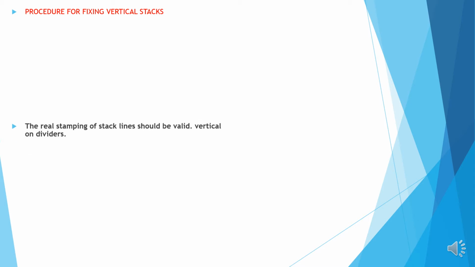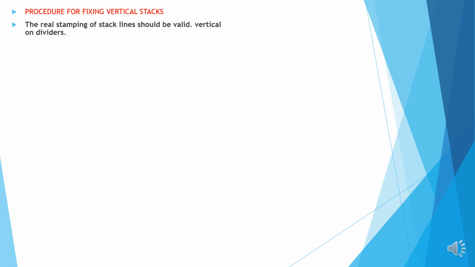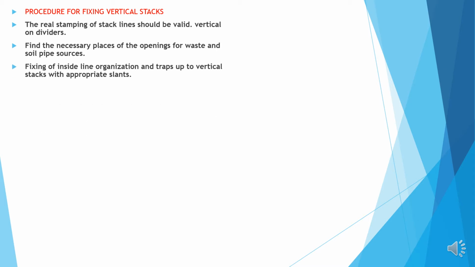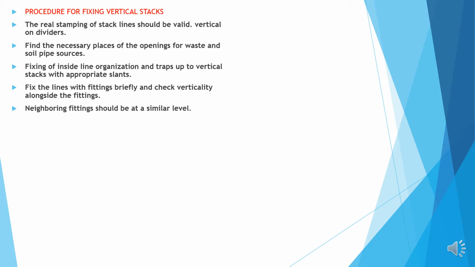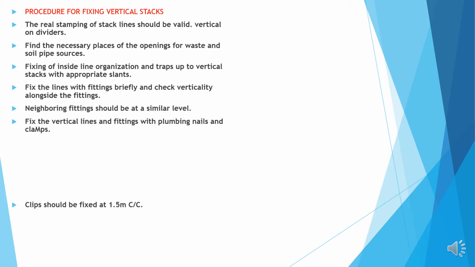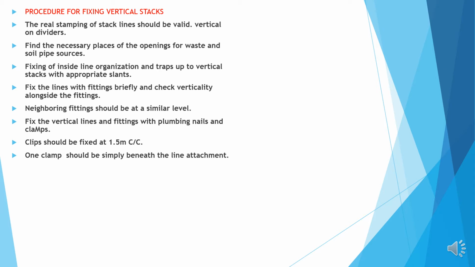Procedure for fixing vertical stacks. The actual marking of stack lines should be vertical on walls. Find the necessary places of the opening for waste and soil pipe sources. Fixing of inside line network and traps up to your vertical stacks with appropriate slopes. Fix the lines with the fittings temporarily and check verticality along with the fittings. Adjoining should be at the similar level. Fix the vertical lines and fittings with the plumbing lines and clamps. Clips should be fixed at 1.5 meters center to center. One clamp should be just beneath the socket, that means underneath of the socket.